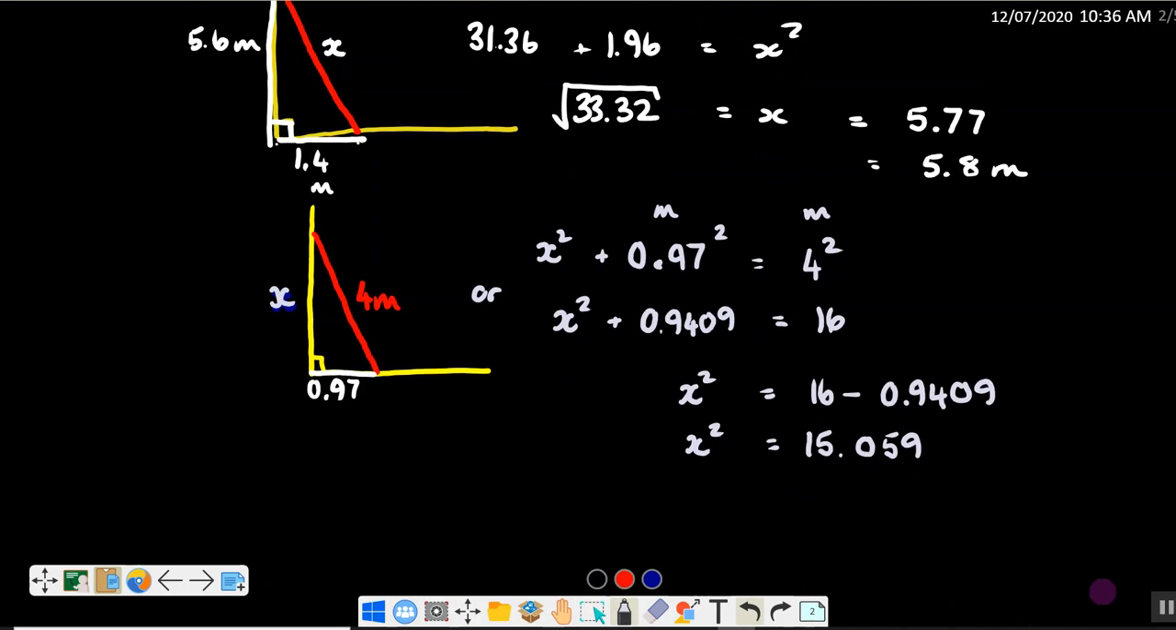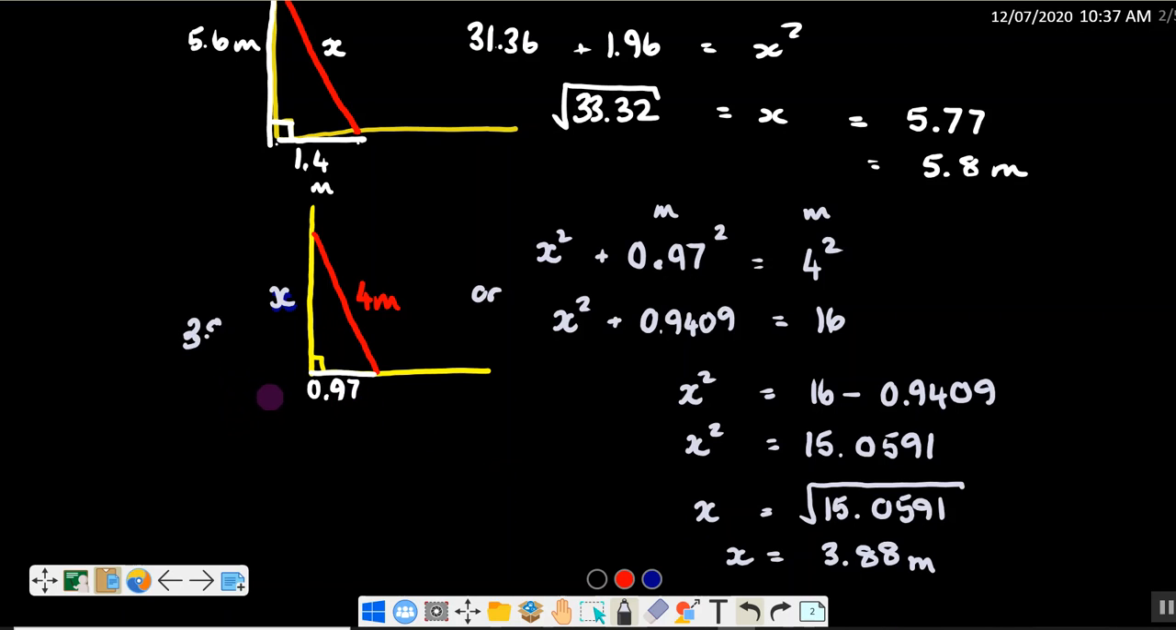Square root. Yeah. So then we have to do the square root of 15.0591, and we get 3.88. 3.88 what? Meters. Good. So I can just check if I put that into the triple 3.88 meters. What was it after the 8?